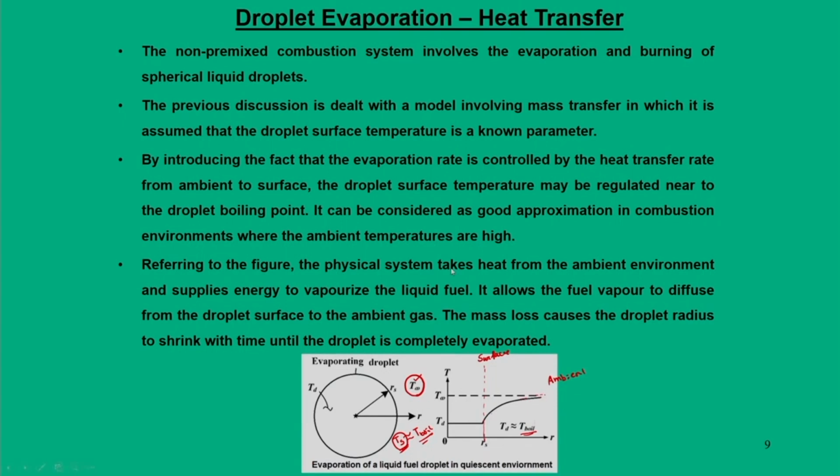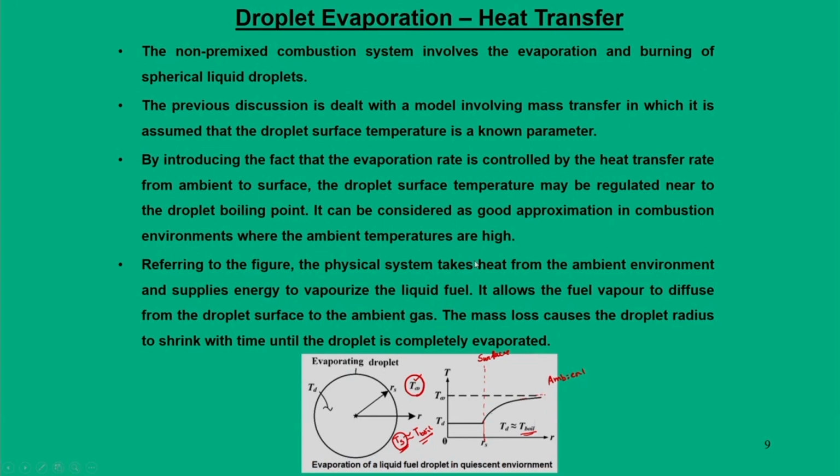Physically what happens is that heat from the ambient environment supplies energy to the liquid fuel. This energy allows the fuel vapor to diffuse from the droplet surface to the ambient gas, which means mass loss. So when this droplet evaporates, there is a mass loss. This mass loss causes the droplet radius to shrink with time until the droplet is completely evaporated.